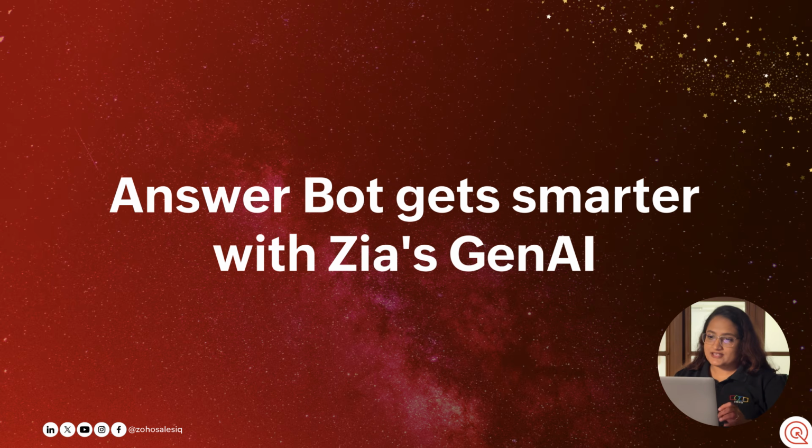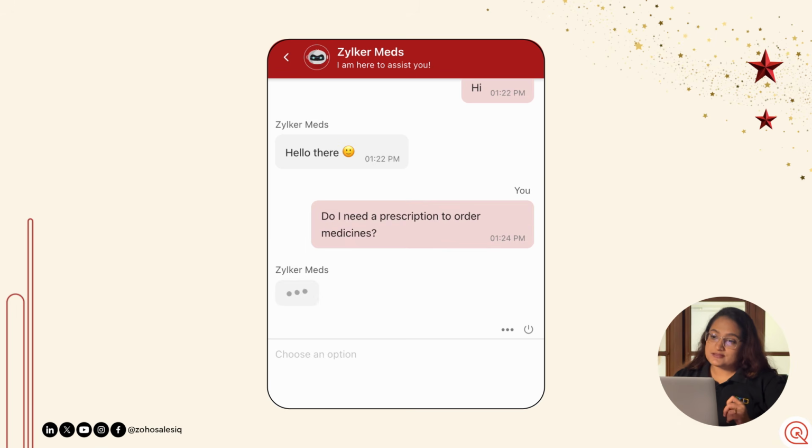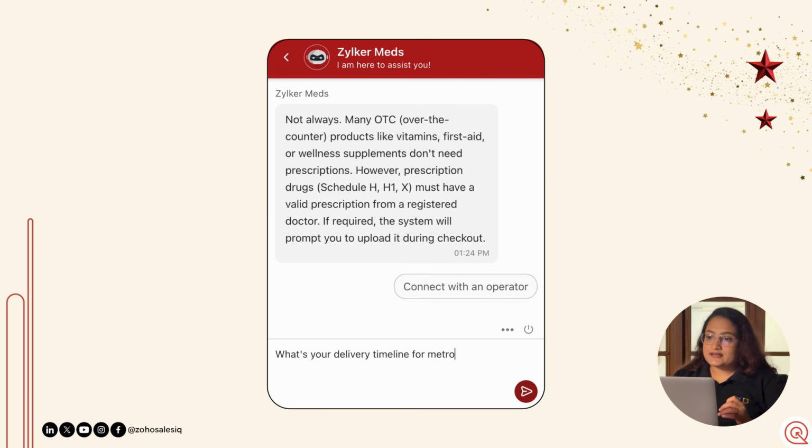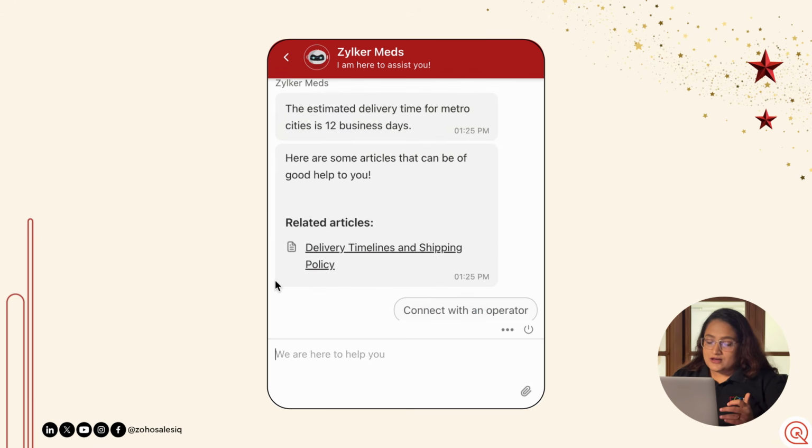Next, we have Zia GenAI in AnswerBot. So far, the AnswerBot was basically just an article recommendation engine, as you know, and ChatGPT was an optional layer on top of it that can be enabled if you want GenAI text responses and not just article recommendations from the bot. But now this capability is built into AnswerBot by default using our in-house Zia LLM.